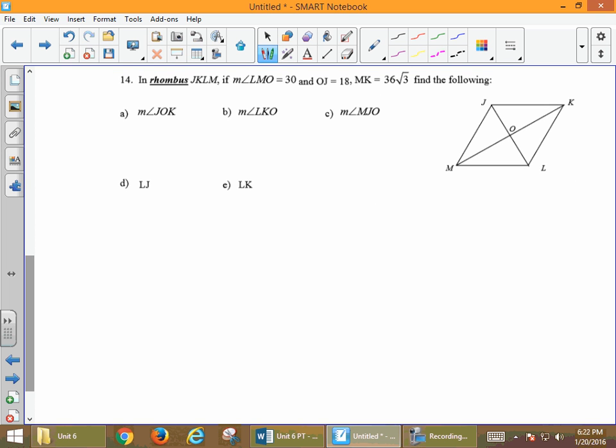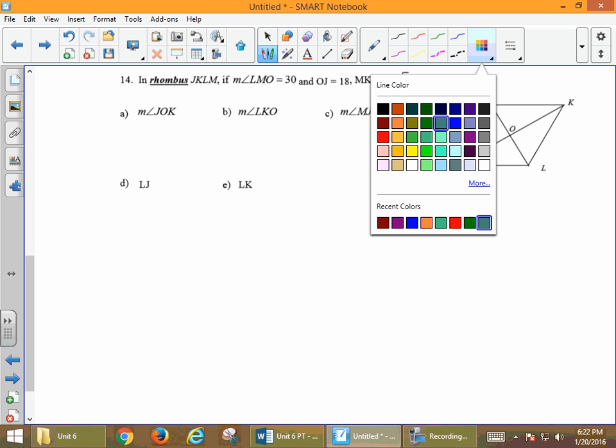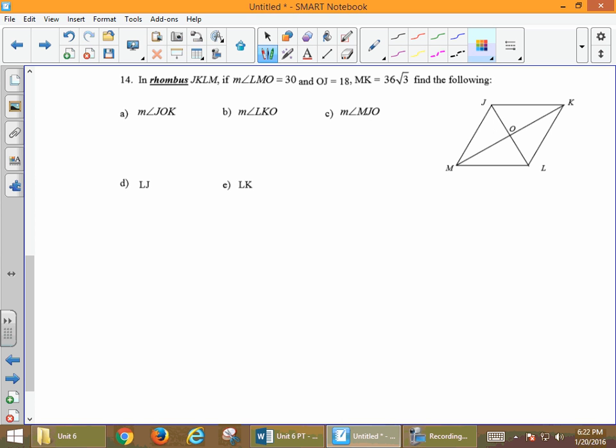Number 14 says, in rhombus JKLM. So I know that I have a rhombus, and there are certain traits of rhombi that I should know. Number 1 trait, all 4 sides are the same. So the top, bottom, the left, the right, all the same length. Second trait I should know is that the diagonals are perpendicular. So these are all right angles.